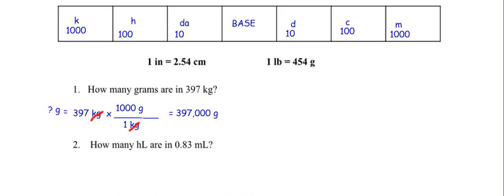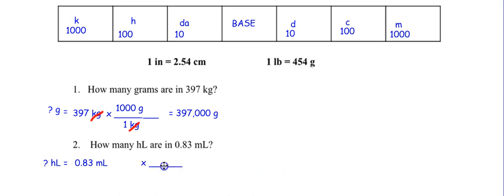All right, so what am I looking for? I'm looking for hectoliters. So here it is. What am I given? Milliliters. Let me ask you this: is hectoliters or milliliters the base unit? And the answer is no. So it's probably going to be a two-stepper, all right?